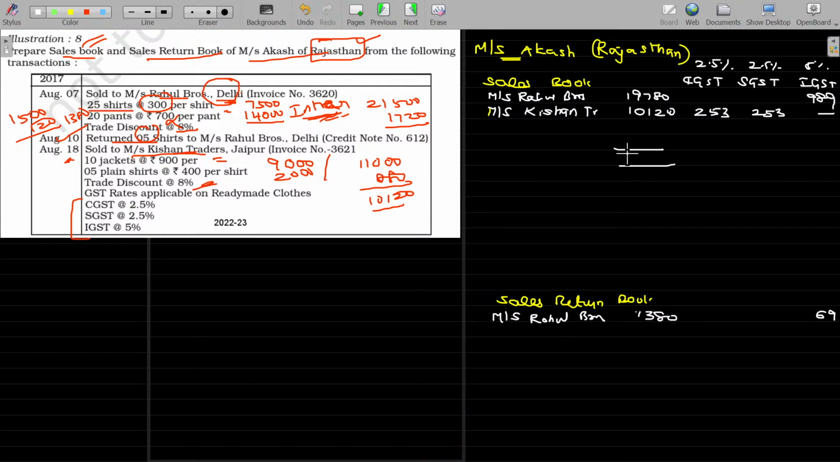Now total this: 29,900 rupees. And CGST 253, SGST 253, and IGST being 989. Similarly here 1,380, the IGST returnable being 69. No CGST and SGST here. Is that clear?